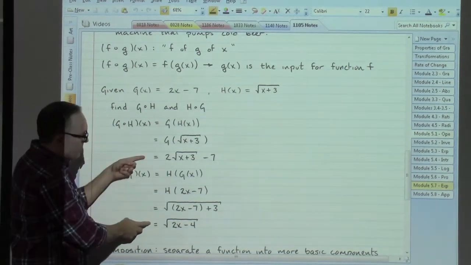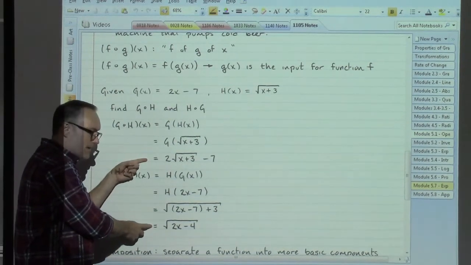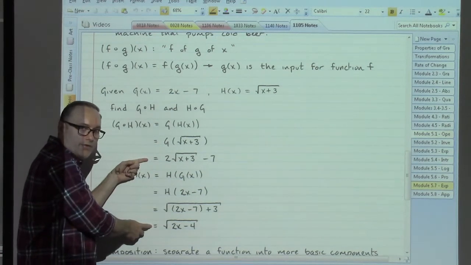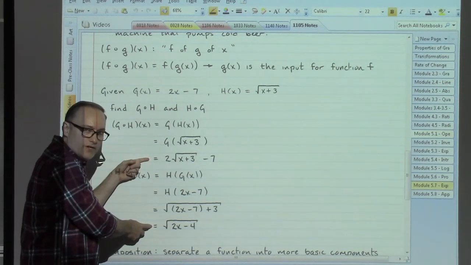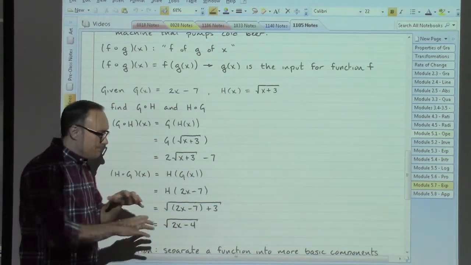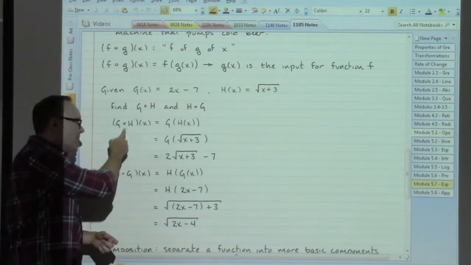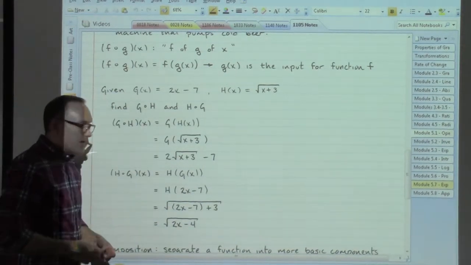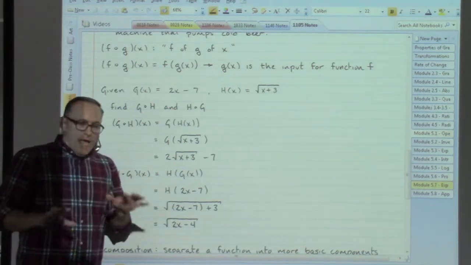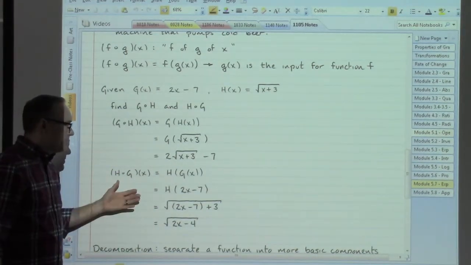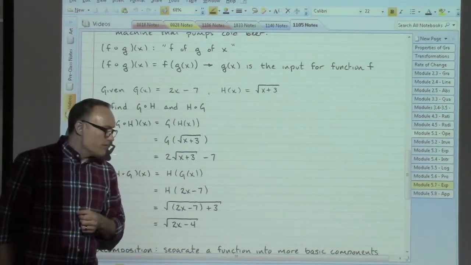These are very much different looking from one another. They're going to work differently. They're going to look different when it comes to graphing. So it's very much important to make sure that we've got the order handled correctly when it comes to the composition stuff.